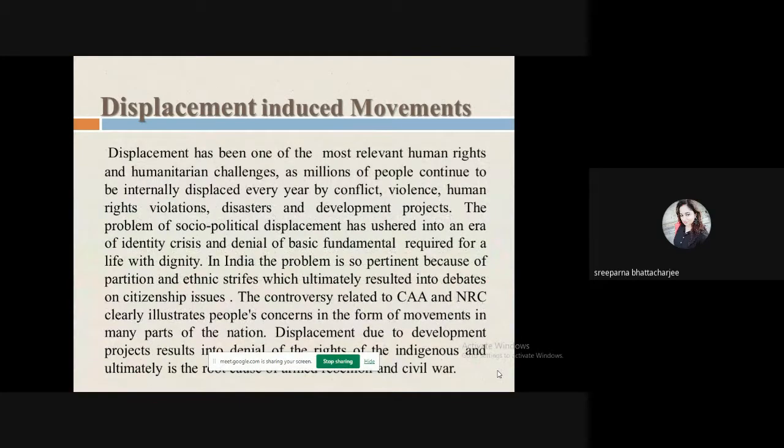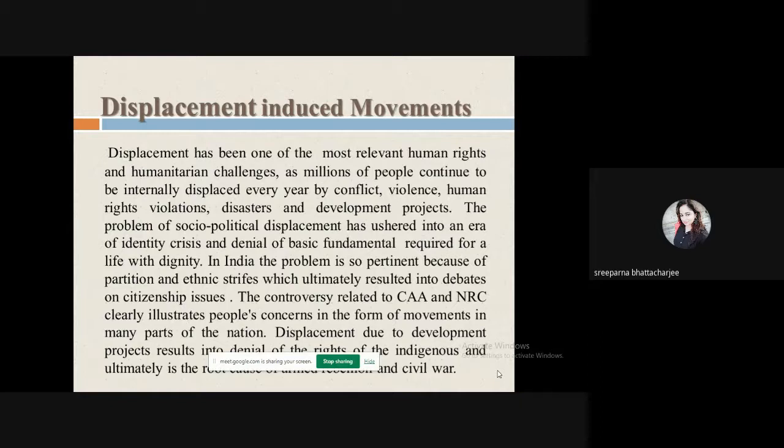Okay, next one is displacement induced movement. Displacement has also been one of the very important and relevant human rights and humanitarian challenges, as people are displaced, or forced to move from their native place. The reasons may be varied. It may be political division that compels people to move to other places. It may be conflict, it may be natural disaster, but this kind of displacement has ushered in an era of identity crisis. And it is a denial of basic fundamental rights that are required for a life with dignity.